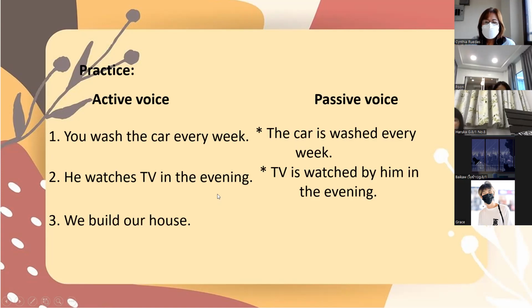We'll build our house. What will be your passive voice? Our house. Becca. Our house are built by. Okay, Becca, our subject is our house. So what are you going to use, is or are? Is. What is the past participle of build? Built. Okay. Our house is built. You can use by or not, okay?